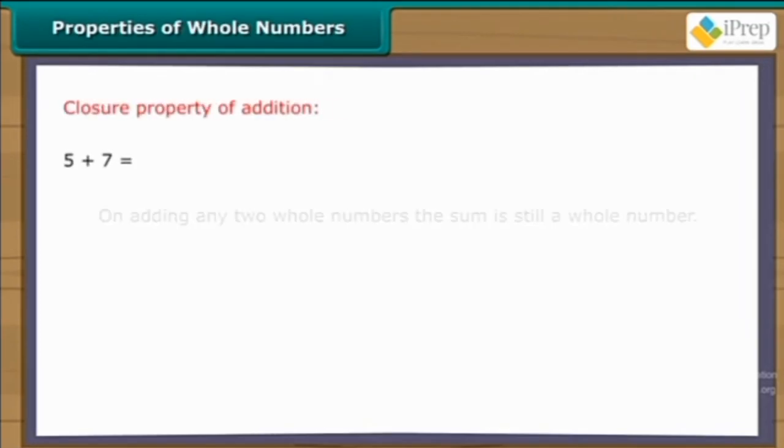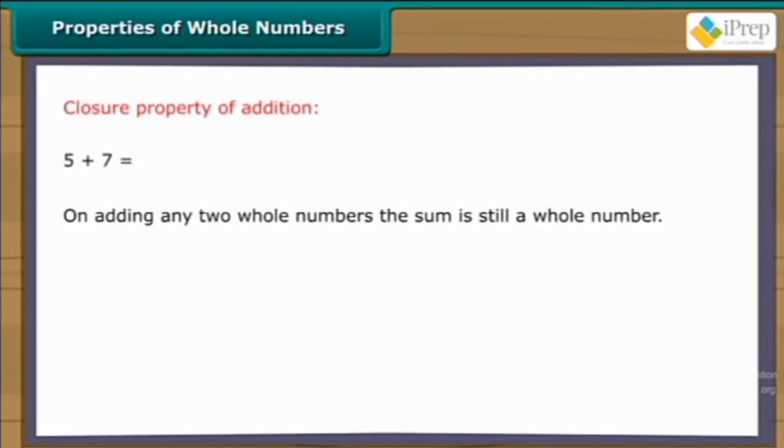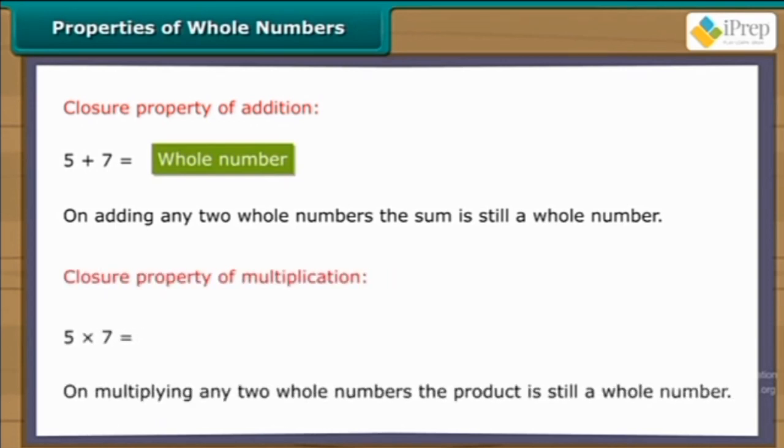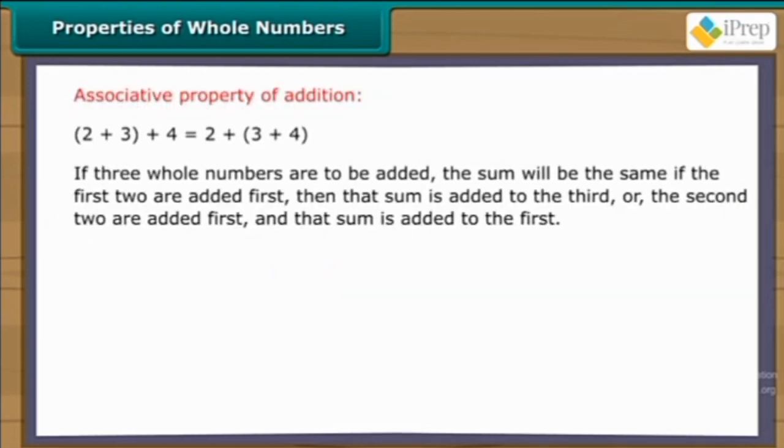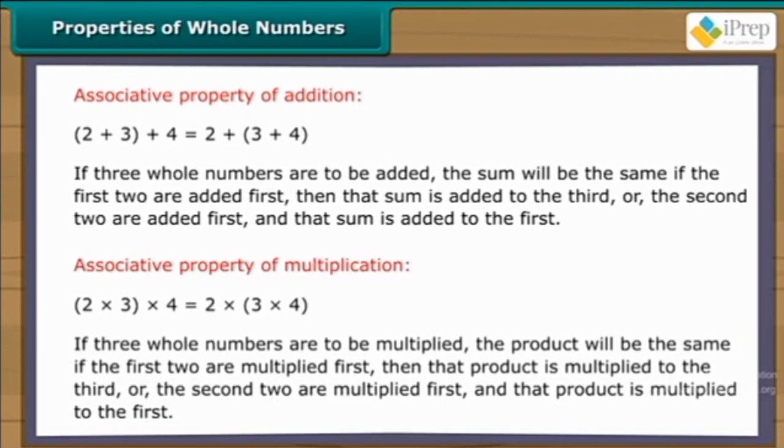Whole numbers. On adding any two whole numbers, the sum is still a whole number. On multiplying any two whole numbers, the product is still a whole number. If 3 whole numbers are to be added, the sum will be the same if the first 2 are added first, then the sum is added to the third, or the second 2 are added first, and that sum is added to the first. If 3 whole numbers are to be multiplied, the product will be the same if the first 2 are multiplied first, then the product is multiplied to the third, or the second 2 are multiplied first and that product is multiplied to the first.